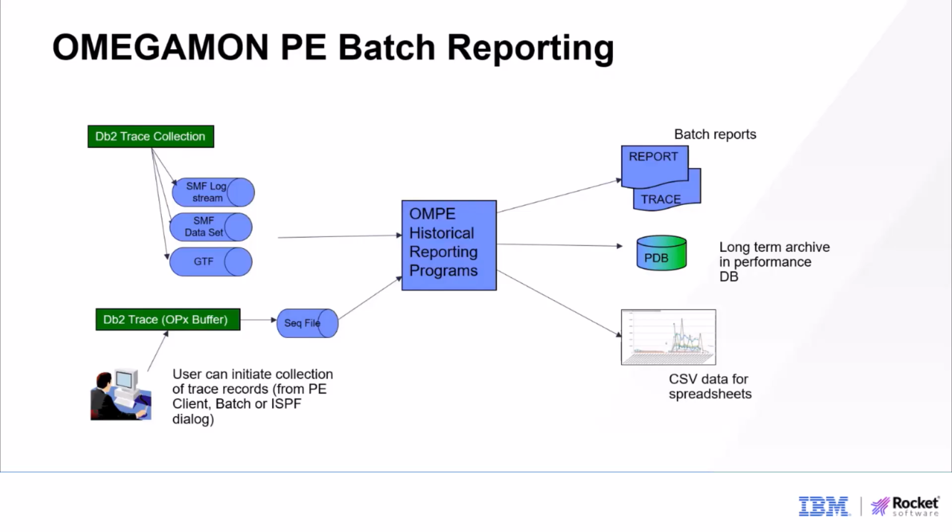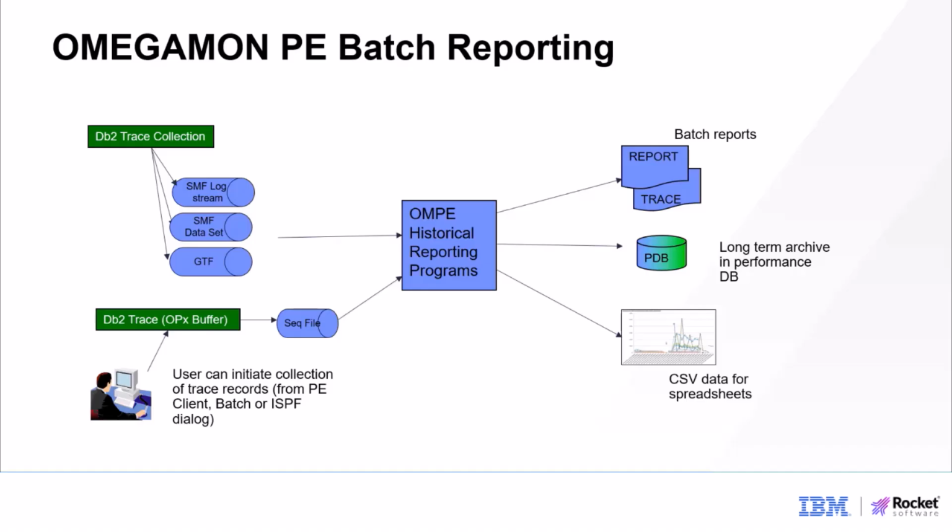Okay, so this is a very simple architectural diagram of how OMEGAMON's batch reporting works. So you've got your DB2 trace collections out there running, your statistics class, your accounting class, whatever it is. That data is then being written out into your SMF log streams or perhaps an SMF data set or maybe even GTF records. That data can then be fed in as input into the batch reporting facility.